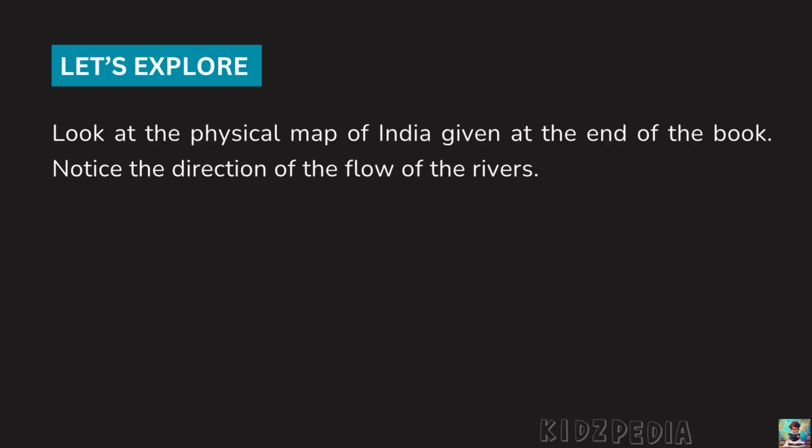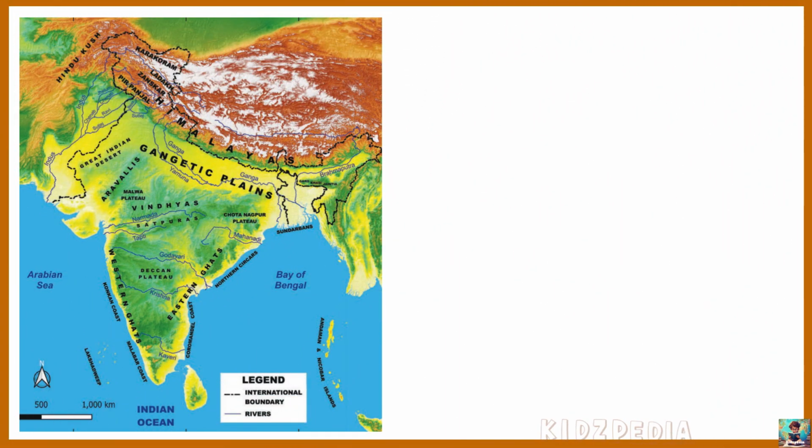Let's explore. Look at the physical map of India given at the end of the book. Notice the direction of the flow of the rivers. So take the physical map of India given at the end of your book and try to observe the direction in which the rivers are flowing.